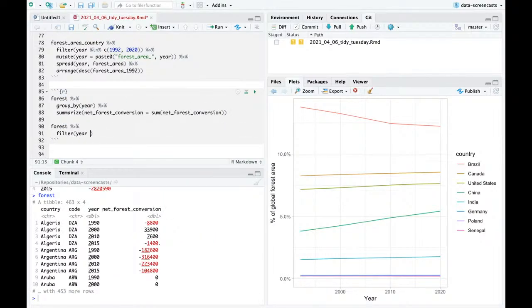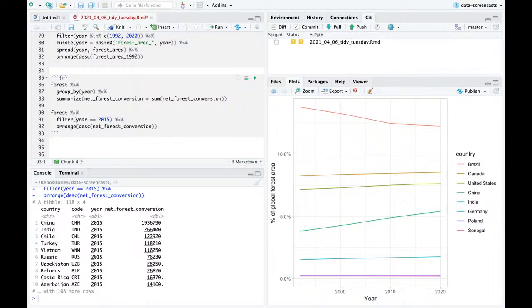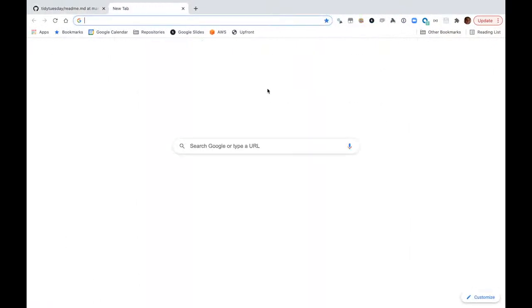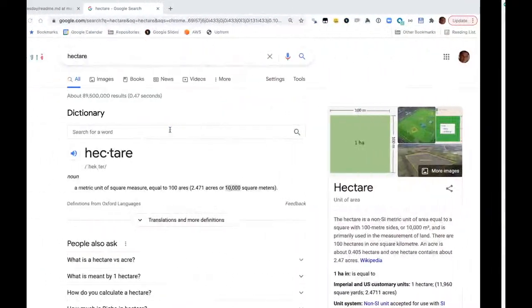We can answer a question like filter year is 2015. We have 118 countries we're observing, and net forest conversion. And this is actually, so some countries gained forest. I don't know how it happened. I don't know if it was literally planting forests. I don't know if it was land reclassified as forest. Whatever it is, China and India gained actual hectares of forest. What is a hectare? How much is a hectare? 100 acres. I don't know what to do with that. Oh, 10,000 square meters. Okay, now I feel a little bit better. All right, but we'll work in hectares.